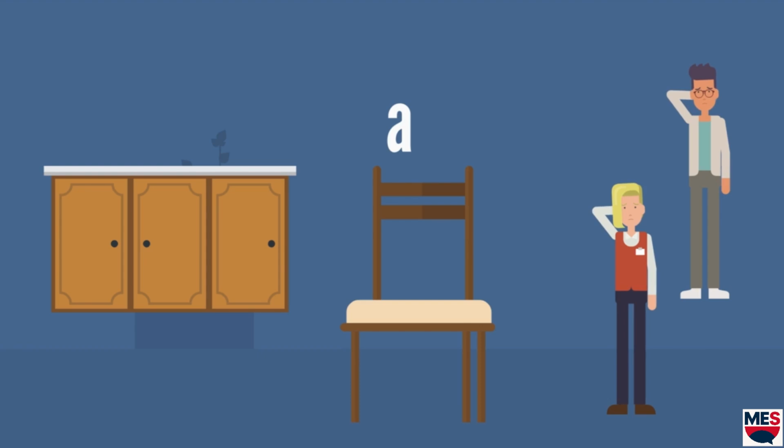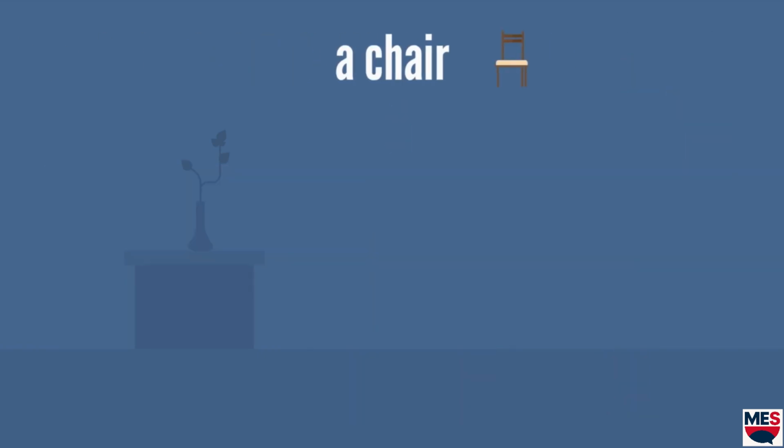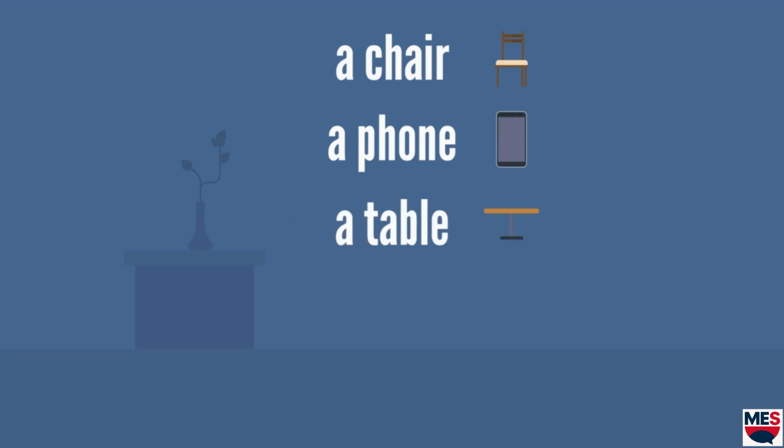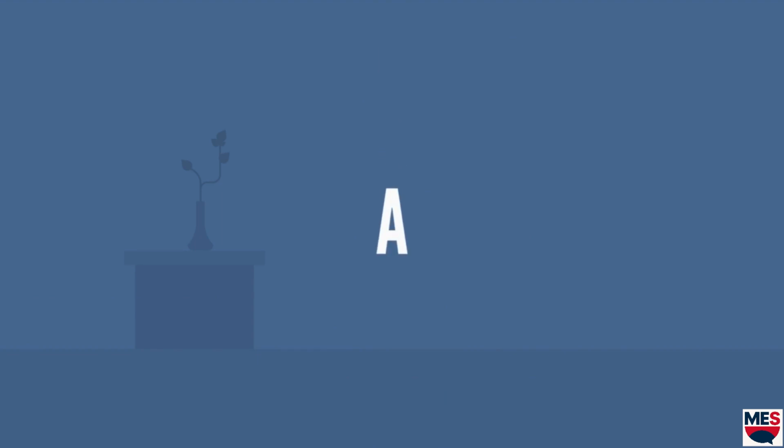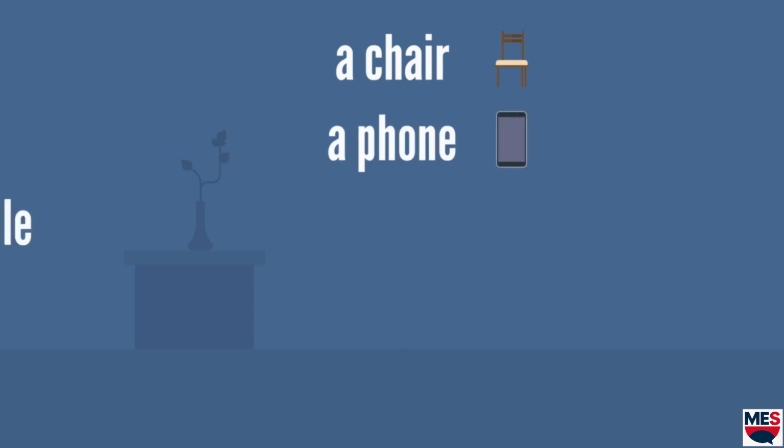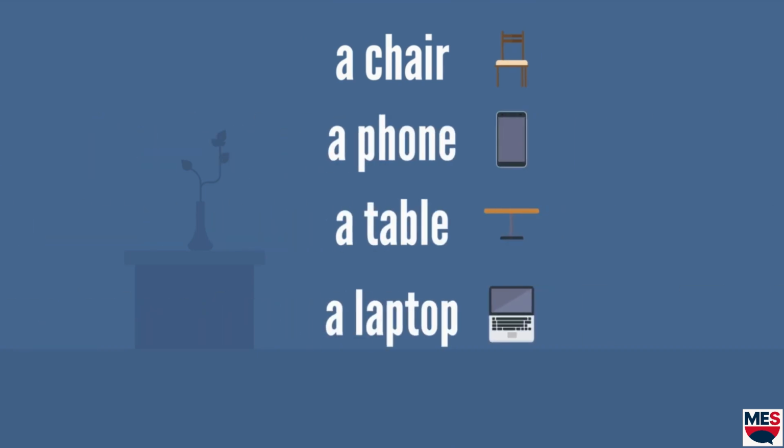You probably have noticed a before each noun. A chair, a phone, a table, a laptop. But what is a and when do we use it? A is an article. We use it before singular nouns.